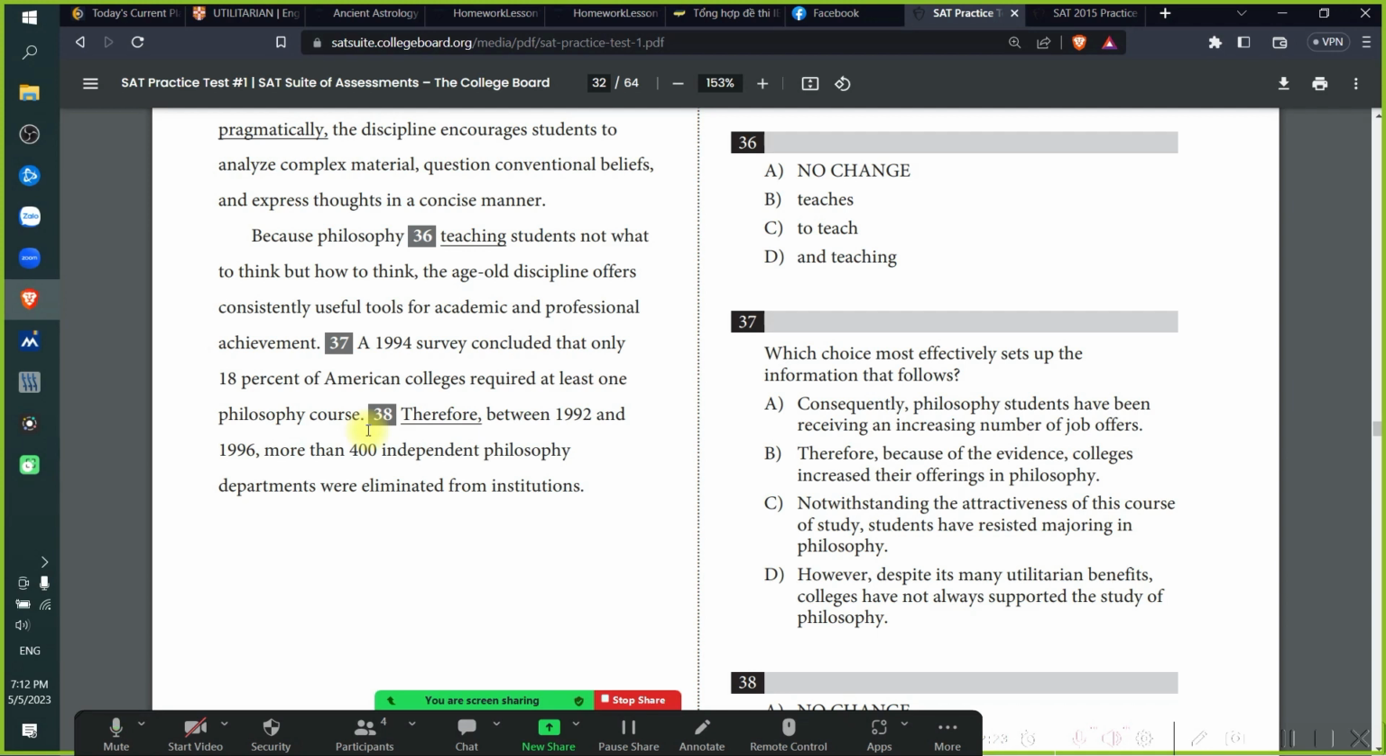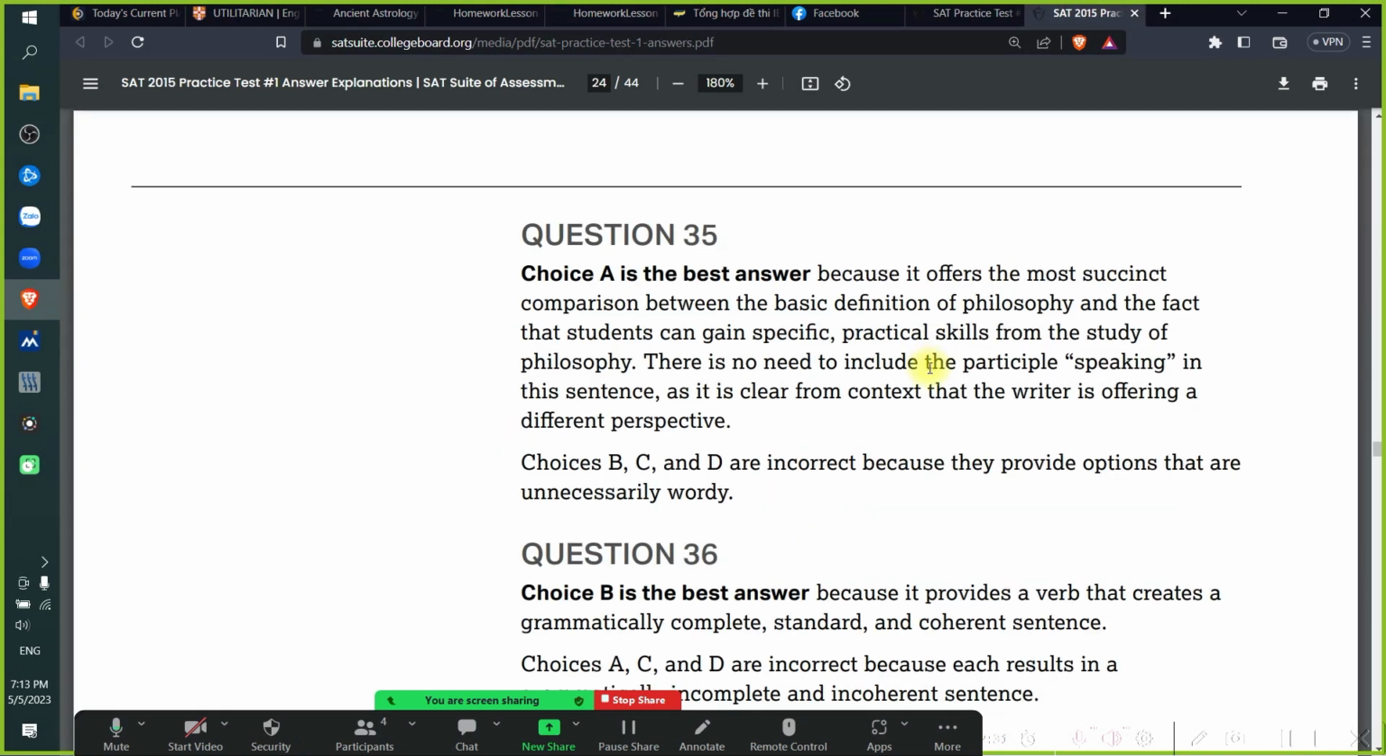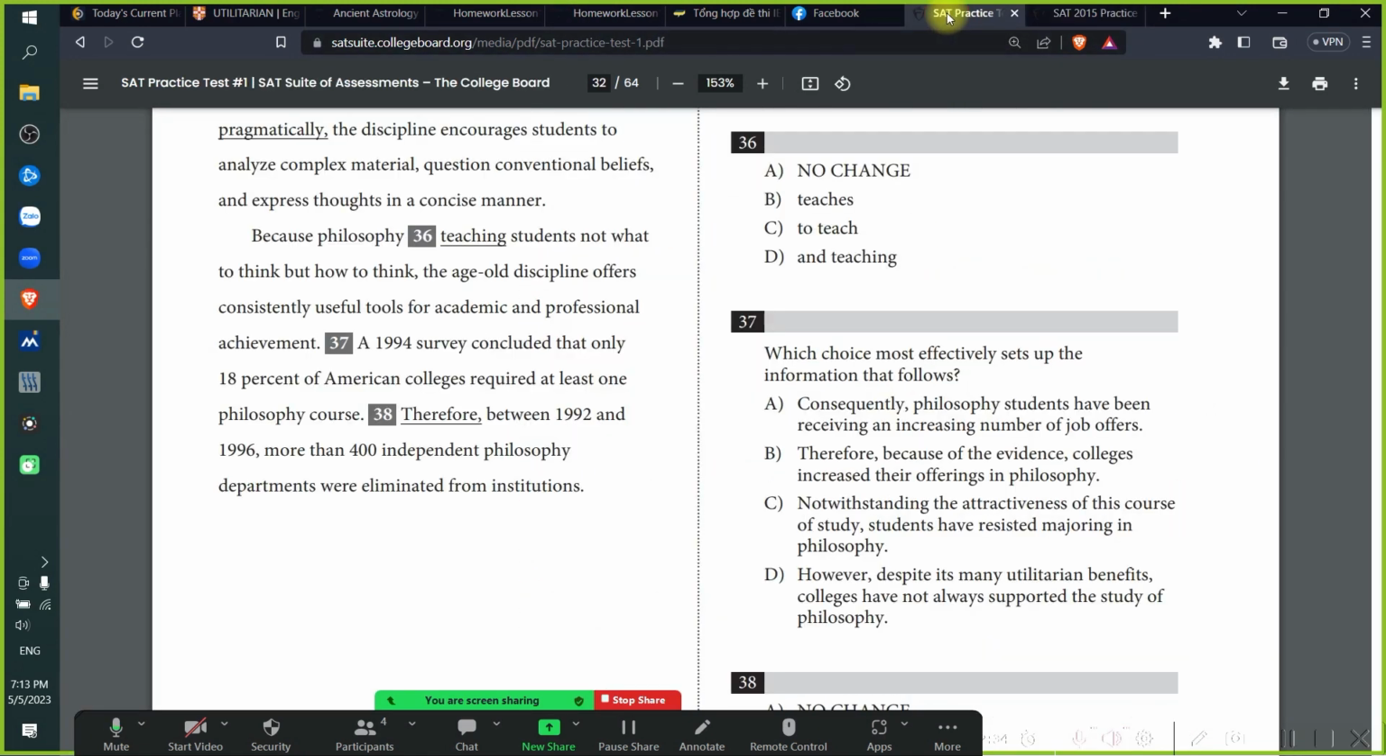Which one? 37 is D. Câu D mới đúng nha. Because look at this one. However, despite its many utilitarian benefits, colleges have not always supported the study of philosophy. A 1994 survey concluded only 18% of American colleges require at least one philosophy course. Of course, because colleges have not always supported the study of philosophy, it leads to a very low number of 18% only, right?